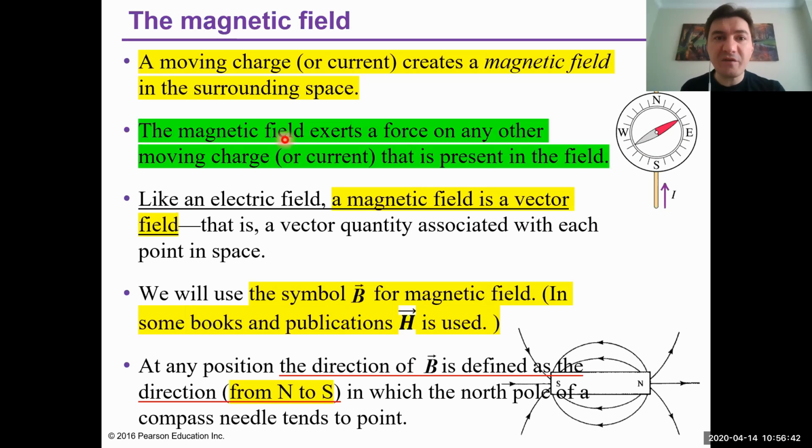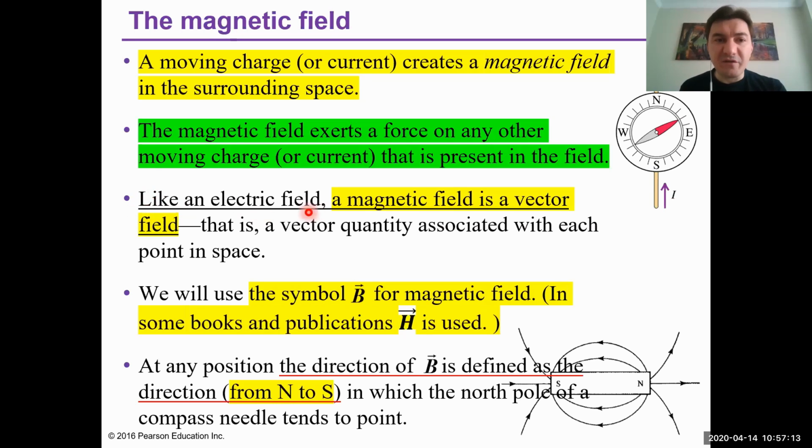The magnetic field exerts a force on any other moving charge that is present in the field. We will talk about this one, but what about the magnet bar? Why is this magnet bar, this permanent magnet, affected by the current and by the magnetic field produced by that current? We will also talk about this one during the next chapter.